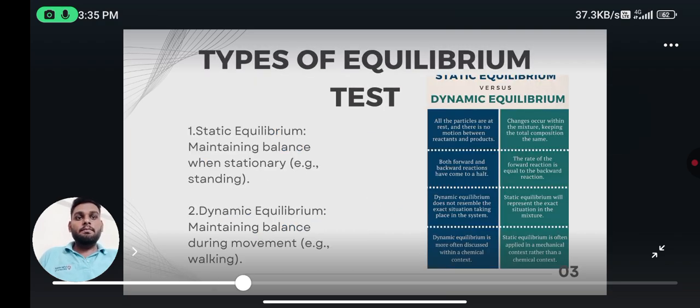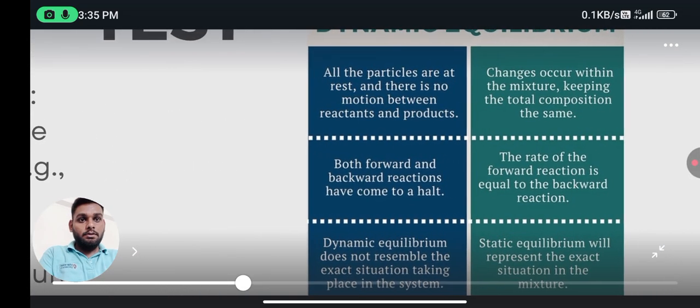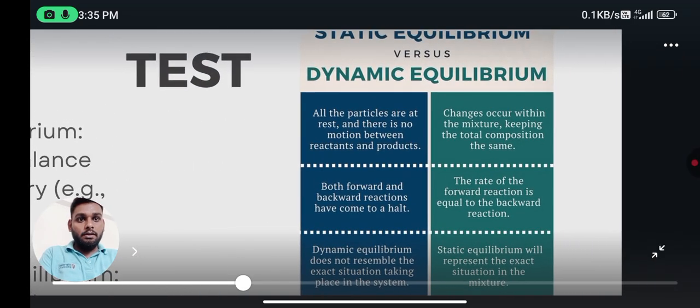The types of equilibrium test. There are mainly two types: static equilibrium and dynamic equilibrium. First, what is static? Static means maintaining the balance when stationary. Example: standing. The second is dynamic equilibrium. What is dynamic equilibrium? Maintaining the balance during movement. Example: walking. Here we have a small difference between the static and the dynamic.